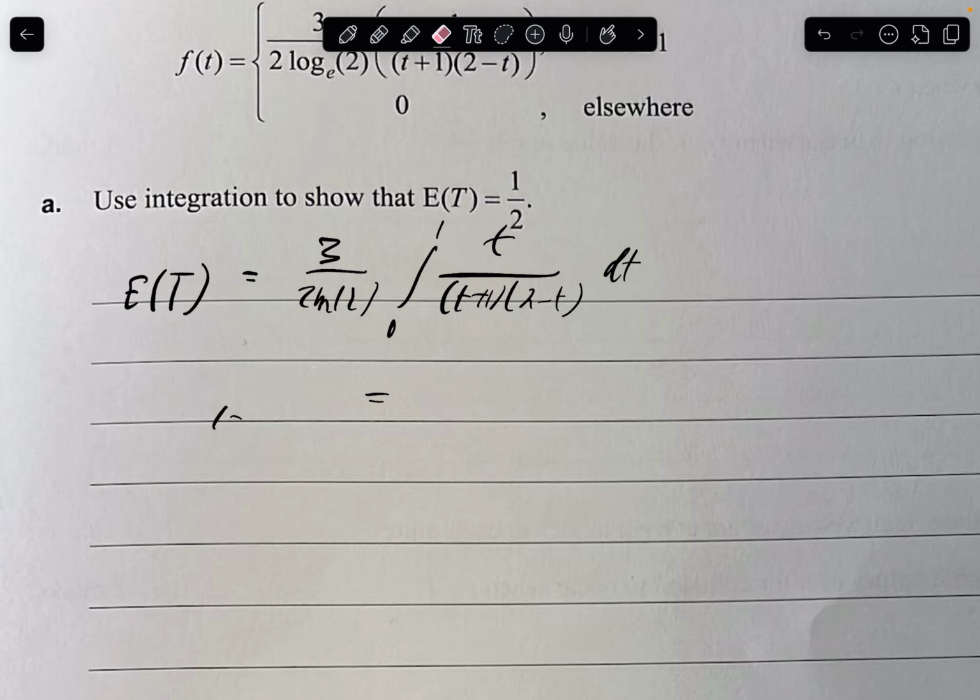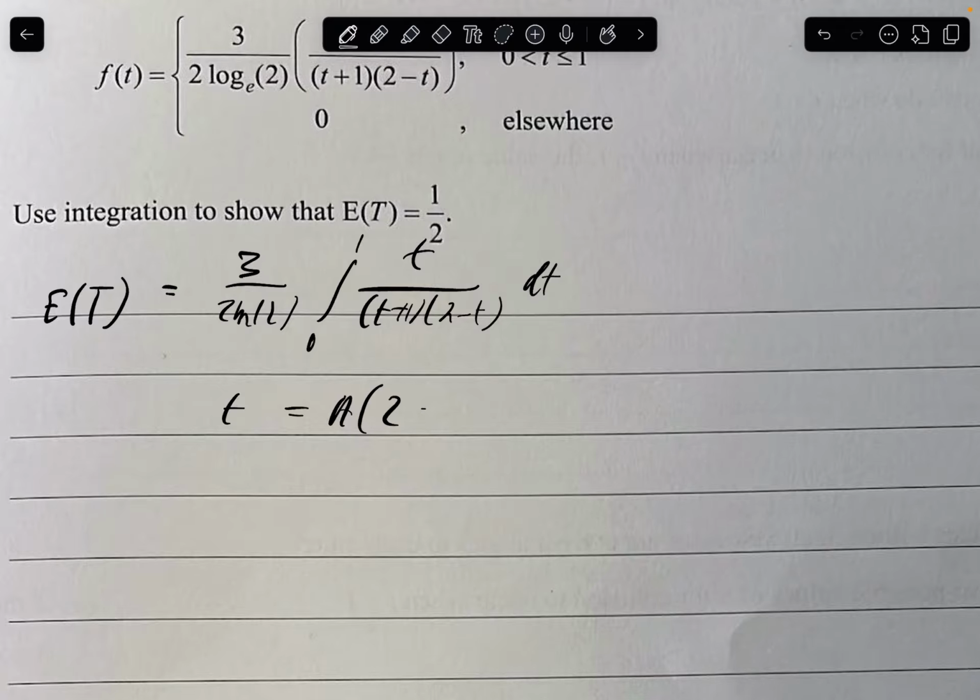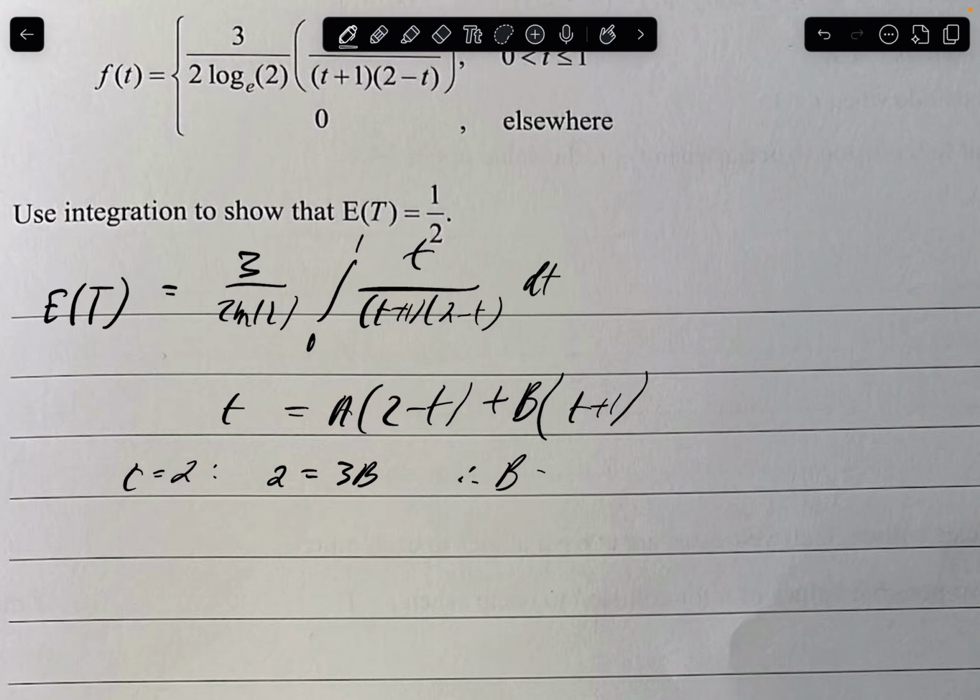I'll just say t is equal to a times (2 minus t) plus b times (t plus 1). If you say t is 2, you'll have 2 is equal to 3b. Therefore, b is equal to 2/3. If you say t is -1, you'll have -1 is equal to 3a. So a is equal to -1/3.